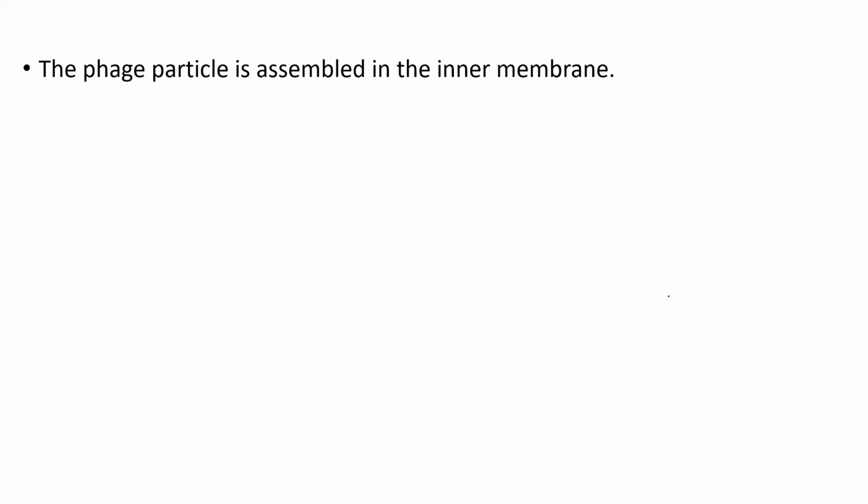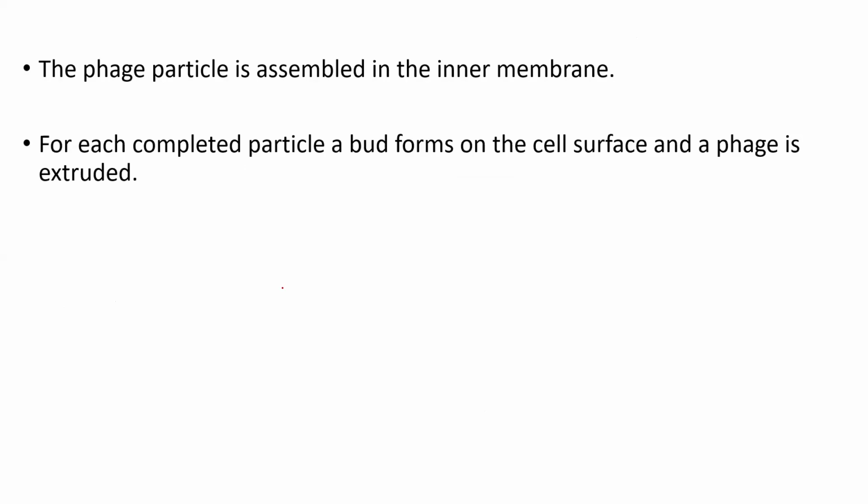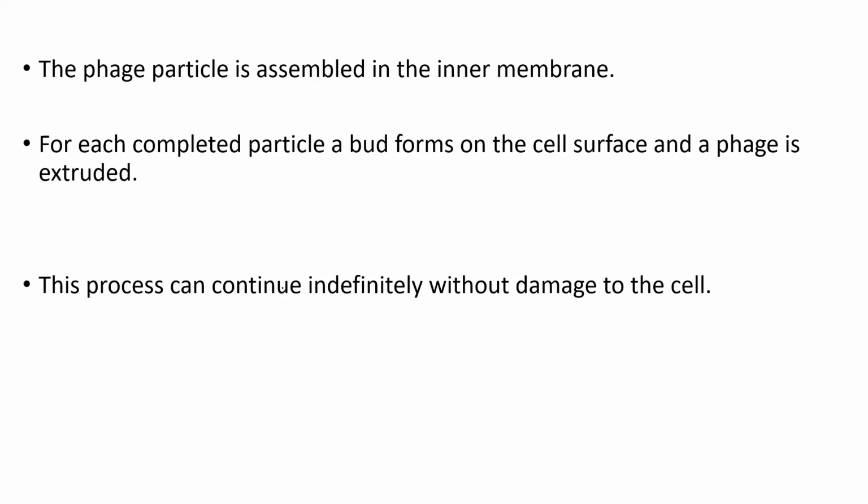The phage particle is assembled in the inner membrane, and the other proteins P3 and P6 on one end and P7 and P9 would be attached. For each completed particle, a bud forms on the cell surface and the phage is extruded. This process can continue indefinitely without damage to the cell.